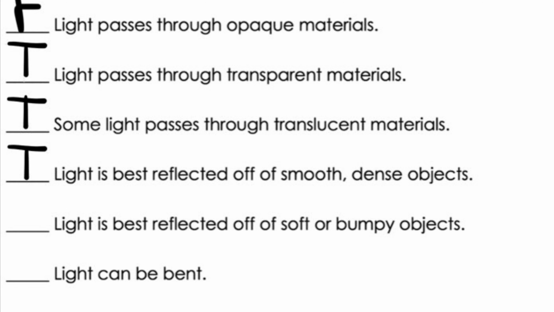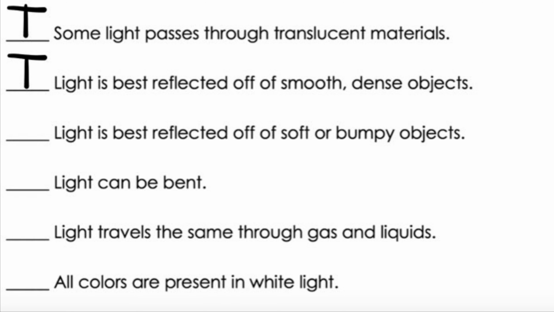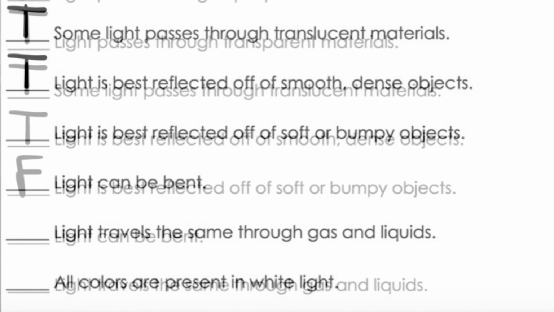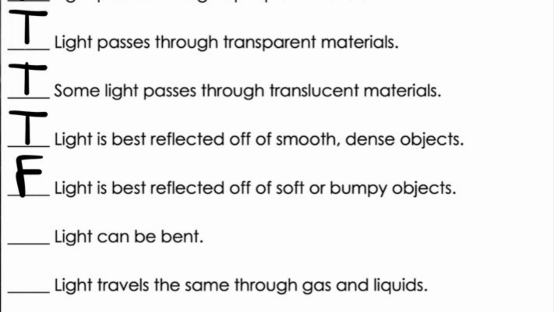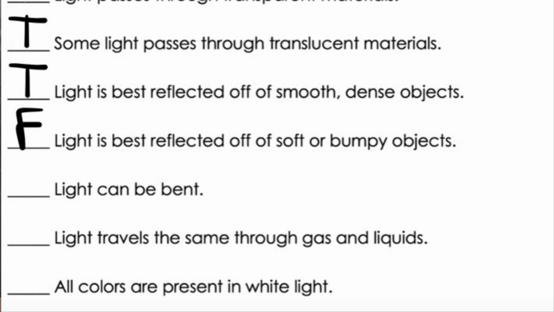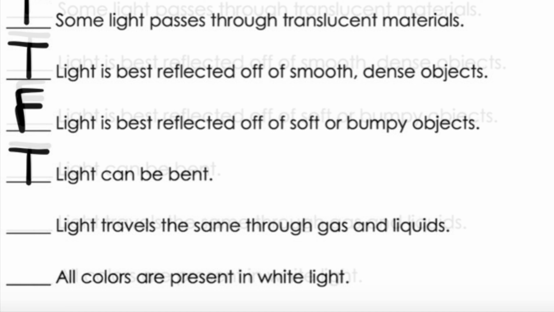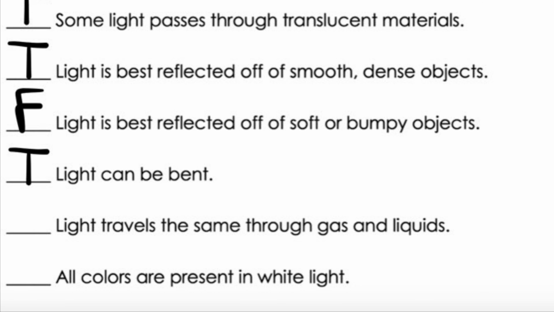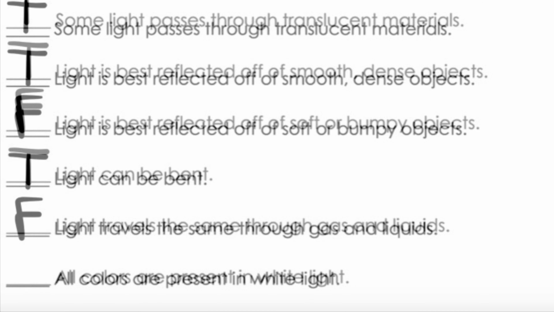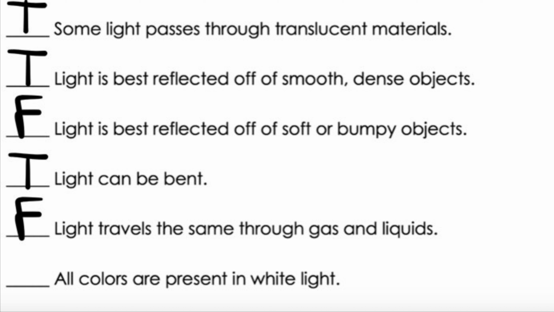You're almost done, boys and girls. Just four more questions. Light is best reflected off soft, bumpy objects. This has to be false because you just told me light reflects best off smooth, dense, or shiny objects above. Light can be bent. This is true. We saw this in the straw in the glass of water. Light travels the same through a gas and a liquid. This is false. Light travels at different speeds through different matter.